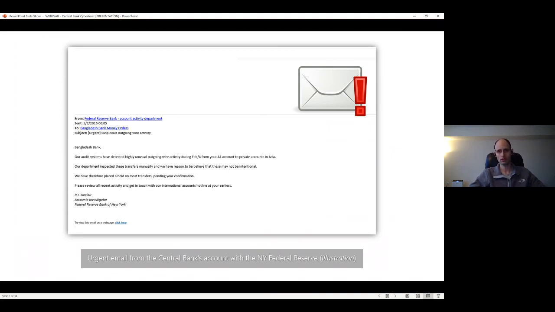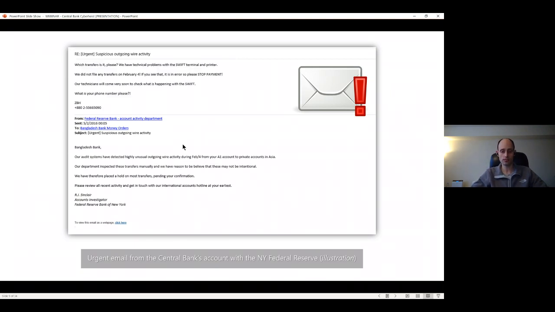This doesn't sound good. The Federal Reserve is saying that it's investigating suspicious orders, and they're made by the bank to private accounts in Asia. Bin Huda really has no idea what this is about because Bangladesh Bank doesn't send payment instructions on weekends, and this had to be a mistake. But how does he contact this accounts hotline or the accounts investigator? That is not clear.